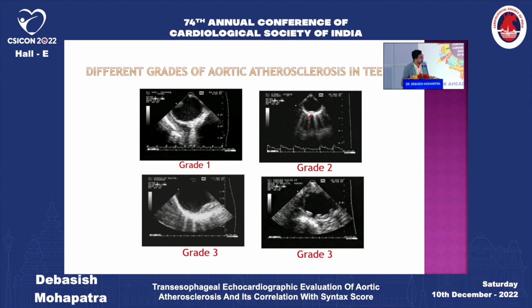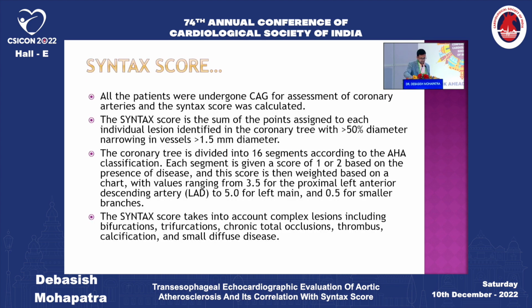This one is grade 1, only intimal thickening. This is grade 2, having plaque of less than 5 mm, and this is grade 3. Both are grade 3. This is plaque of more than 5 mm. This is ulcerated plaque. And all patients underwent coronary angiography for assessment of coronary arteries, and the Syntax score was calculated.